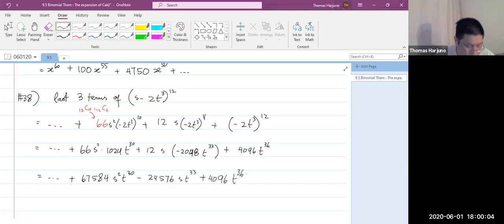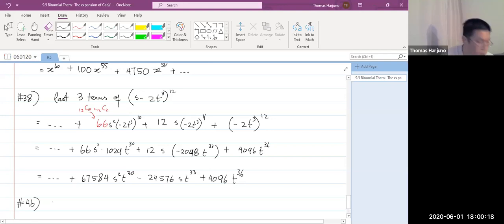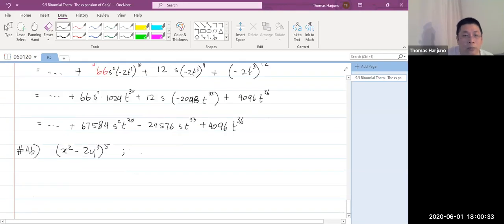A bit more, maybe two more questions. For example, number 46, maybe one more. Okay, number 46. Number 46 is a question that is shorter but a bit harder. x squared minus 2y cubed to the fifth. And we want the term that contains y to the sixth.